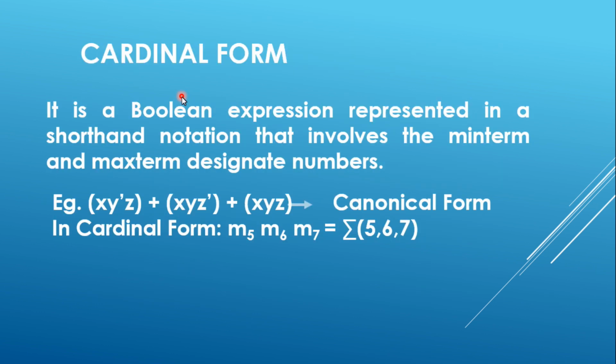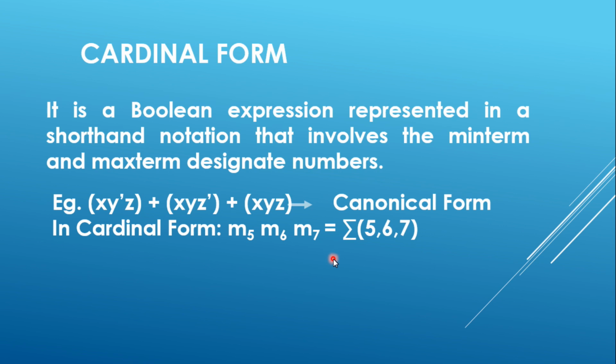Another way of representing this Boolean expression could be by the numbers given to the terms. Term numbers, right? So here, x, y bar, z, we know it is 5, then x, y, z bar, it is 6, and x, y, z, it is 7. So we can also represent this expression as sum of 5, 6, 7. Correct? So this is known as the cardinal form when you are giving term numbers there.